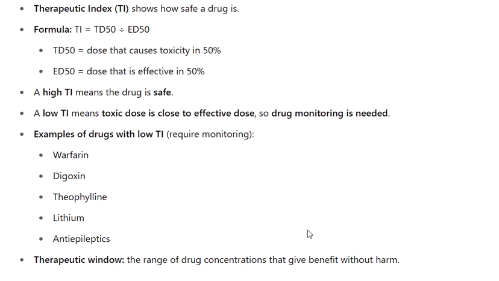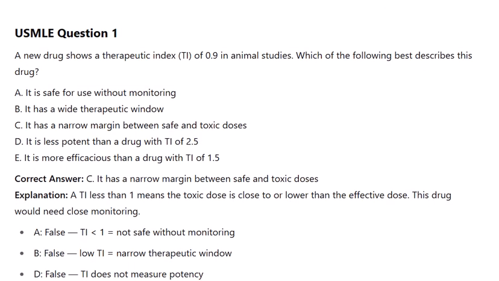USMLE Question 1. A new drug shows a therapeutic index, TI, of 0.9 in animal studies. Which of the following best describes this drug? A. It is safe for use without monitoring. B. It has a wide therapeutic window. C. It has a narrow margin between safe and toxic doses. D. It is less potent than a drug with TI of 2.5. E. It is more efficacious than a drug with TI of 1.5.